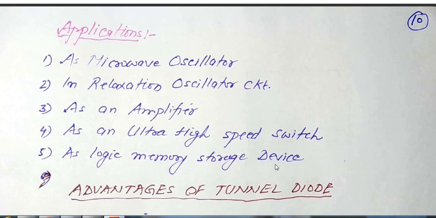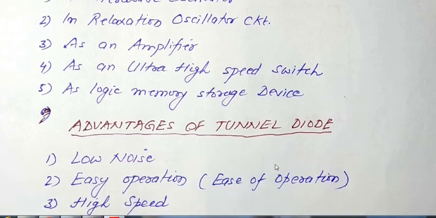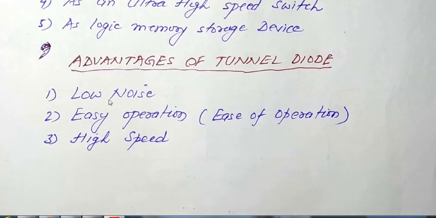Now to conclude, let us also discuss some of the advantages of the tunnel diode. This is low noise, ease of operation is there. We can easily operate this tunnel diode, and also there is a very high speed of this tunnel diode as compared to other devices. So this can be utilized where fast switching is required.